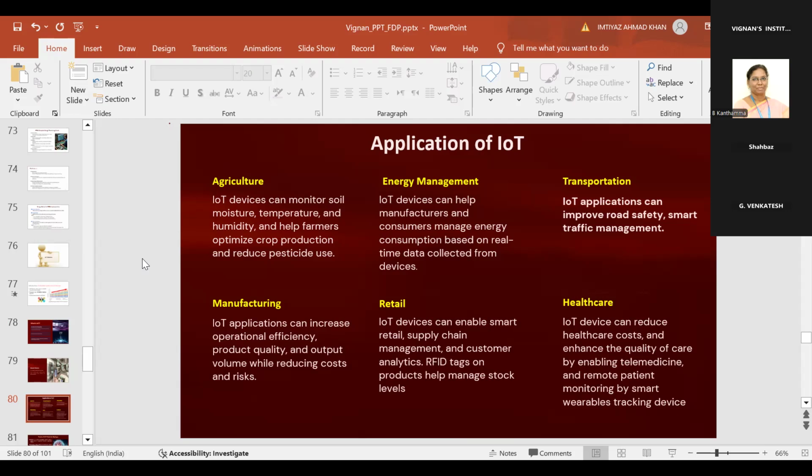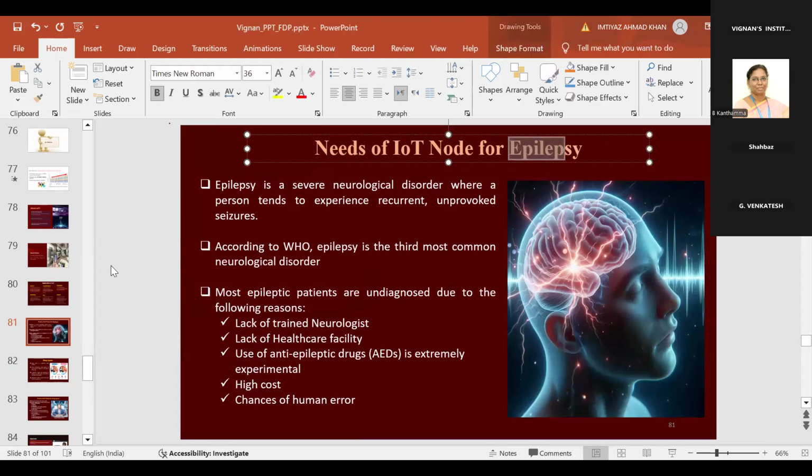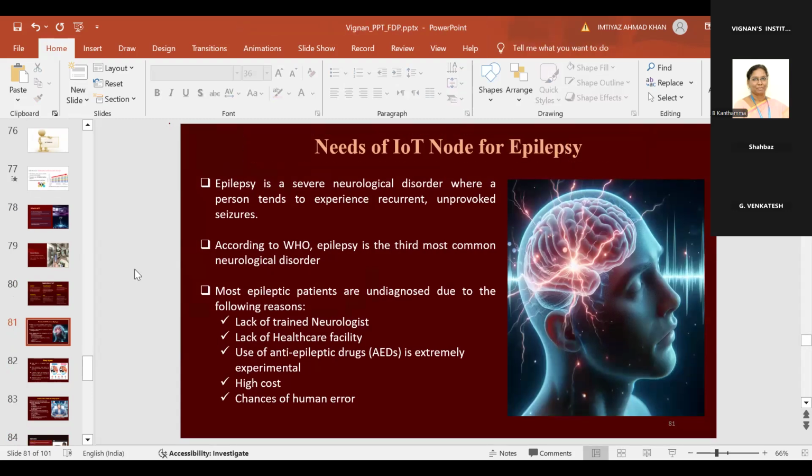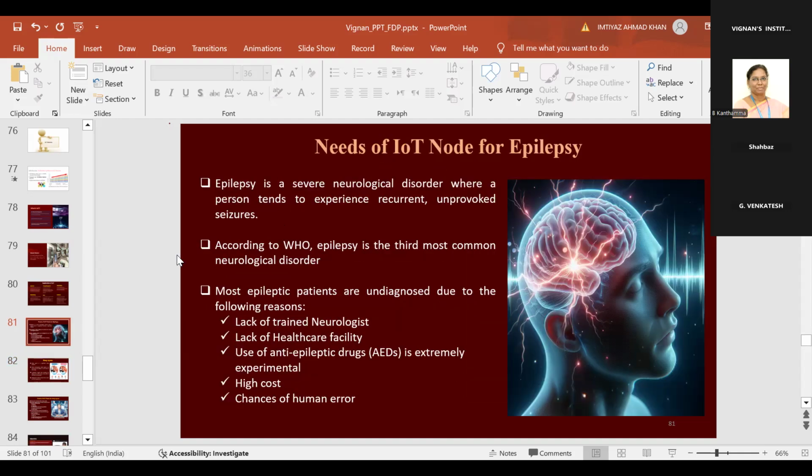I will explain only one example: epilepsy disorder. Epilepsy is a severe neurological disorder where a person tends to experience recurrent unprovoked seizures, just like for sleeping or migraine problems. So epilepsy is a disease, but I am not a doctor, so I will not explain much about the disease. A VLSI design engineer uses data from fusion, from any data source, his data set, and you can also use sleep apnea, two diseases.